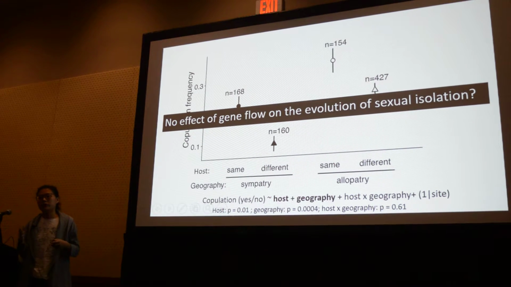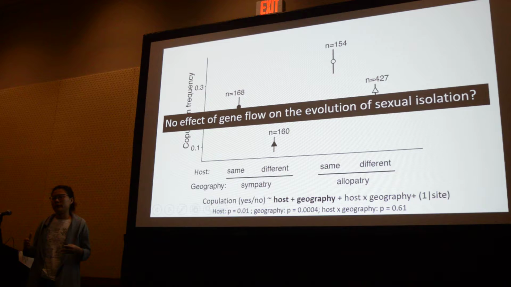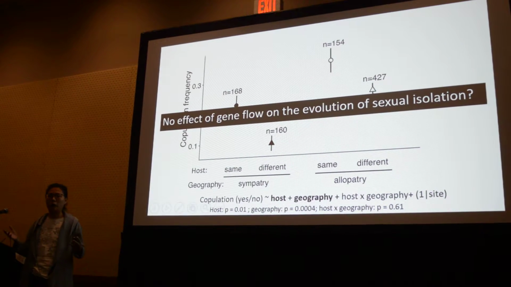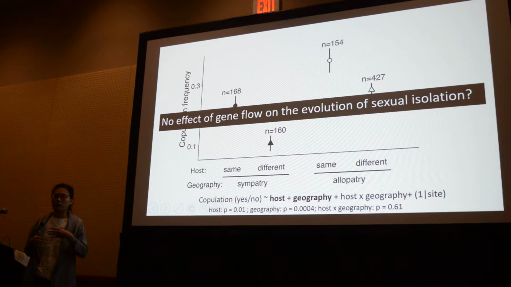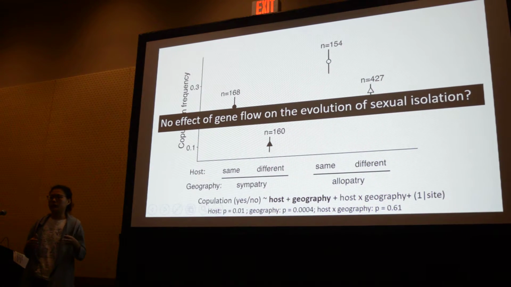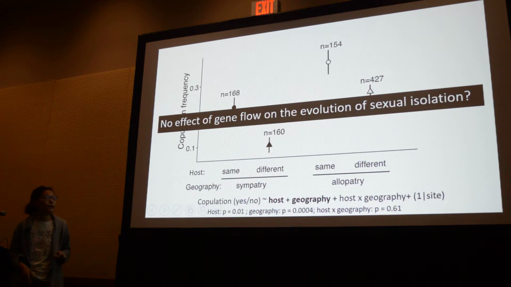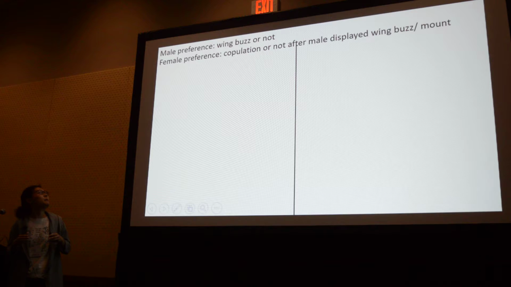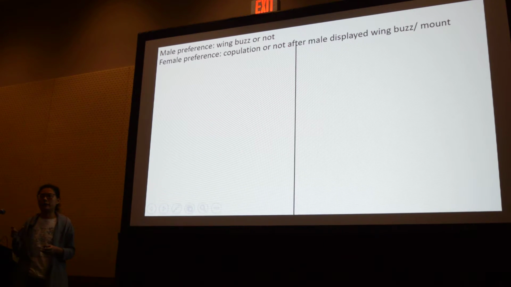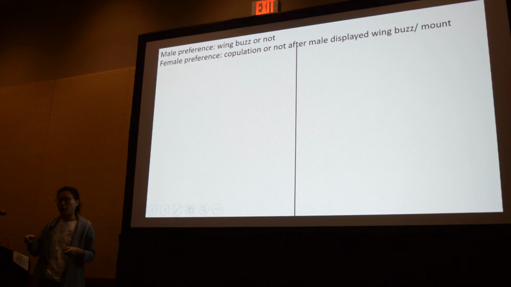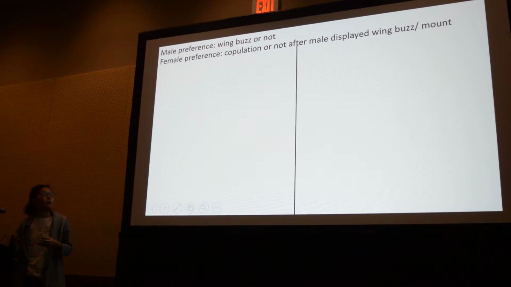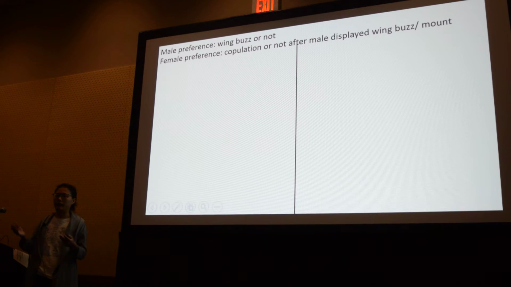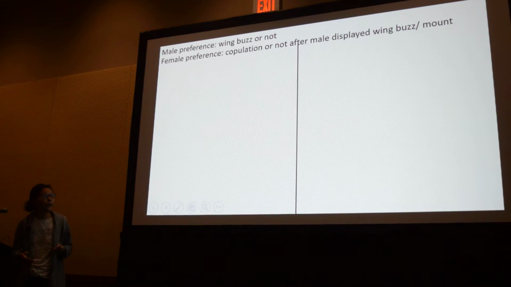Well, according to the literature, in the early stage of speciation there's a lot of asymmetric sexual isolation going on, depending on which population origin you're looking at and which sex you're looking at. So I dove deeper into this data set by quantifying male preference, measuring whether the male wing buzzed or not, and female preference by quantifying whether the female copulated or not after the male displayed courtship behavior.